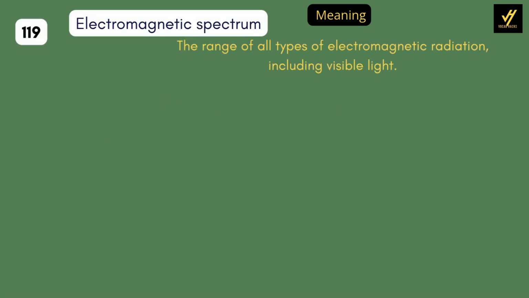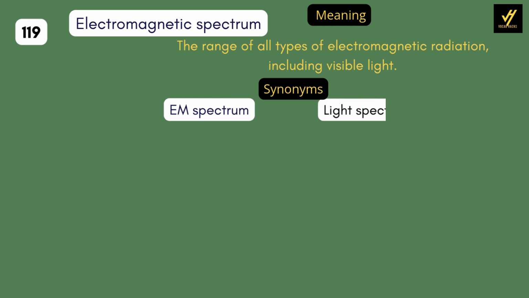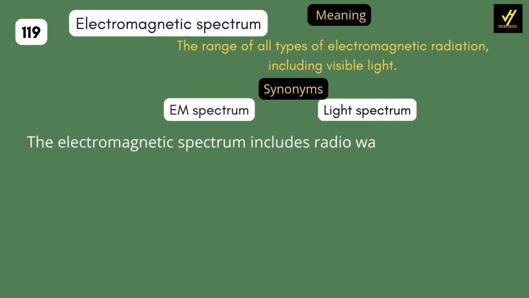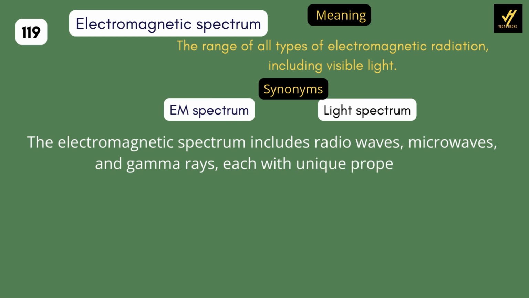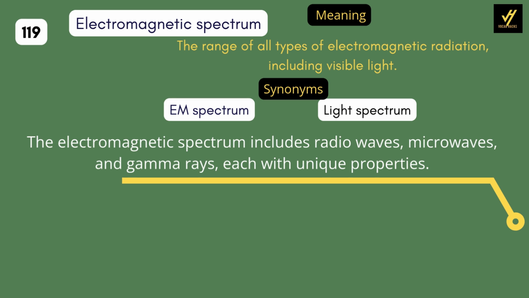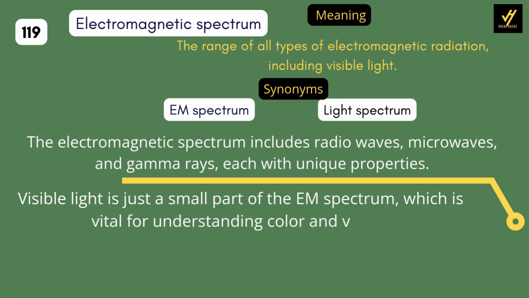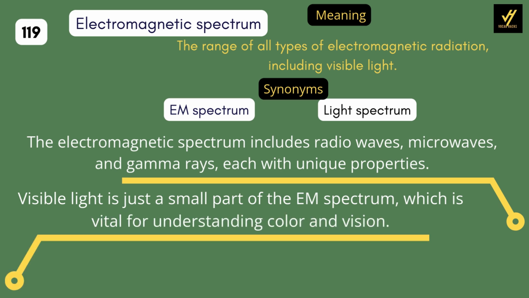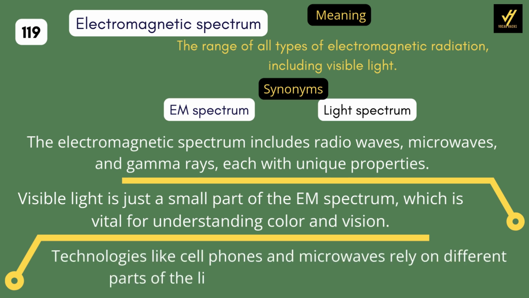Electromagnetic spectrum, the range of all types of electromagnetic radiation, including visible light. EM spectrum, light spectrum. The electromagnetic spectrum includes radio waves, microwaves, and gamma rays, each with unique properties. Visible light is just a small part of the EM spectrum, which is vital for understanding color and vision. Technologies like cell phones and microwaves rely on different parts of the light spectrum for communication.